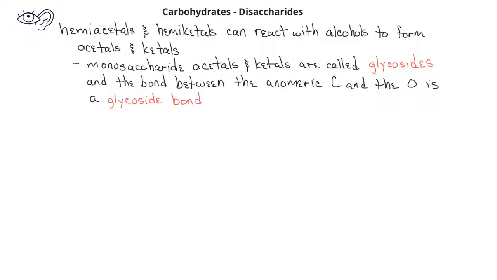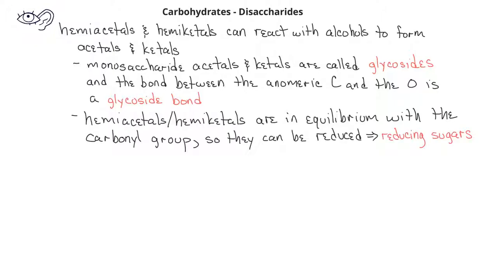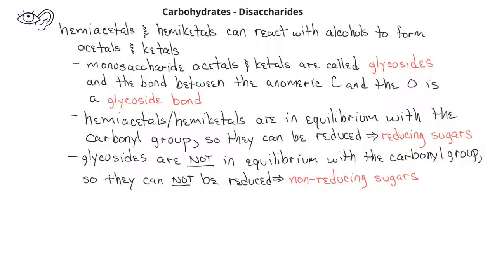Hemiacetals and hemiketals are in equilibrium with a carbonyl group, and so they can be reduced. These kinds of monosaccharides that are hemiacetals or hemiketals are known as reducing sugars. Glycosides, or monosaccharides that are acetals or ketals, are not in equilibrium with a carbonyl group, so they cannot be reduced. We call these kinds of molecules non-reducing sugars.